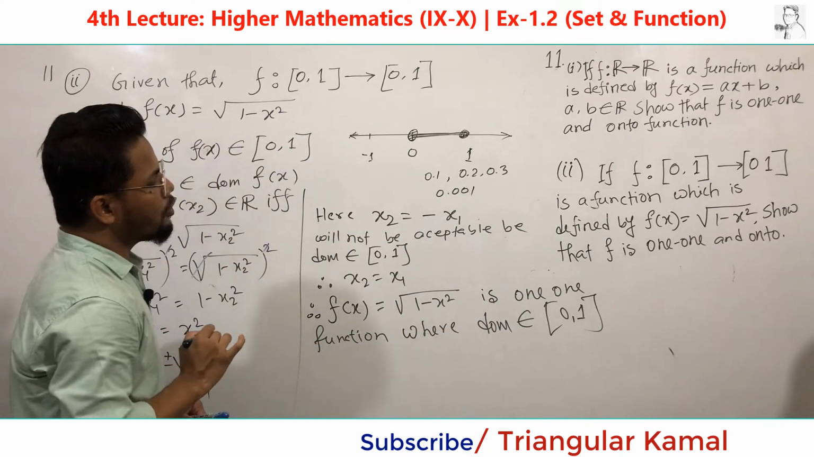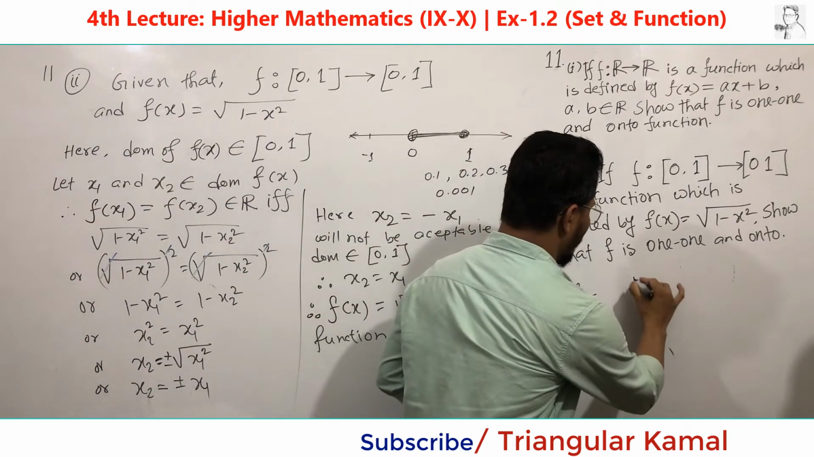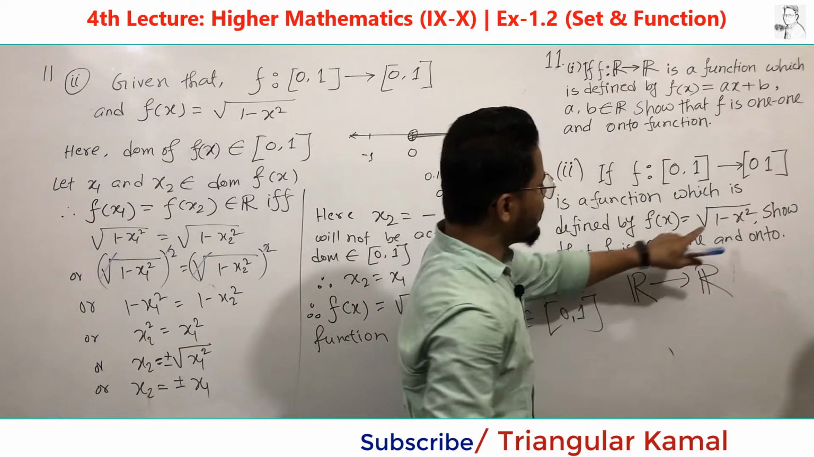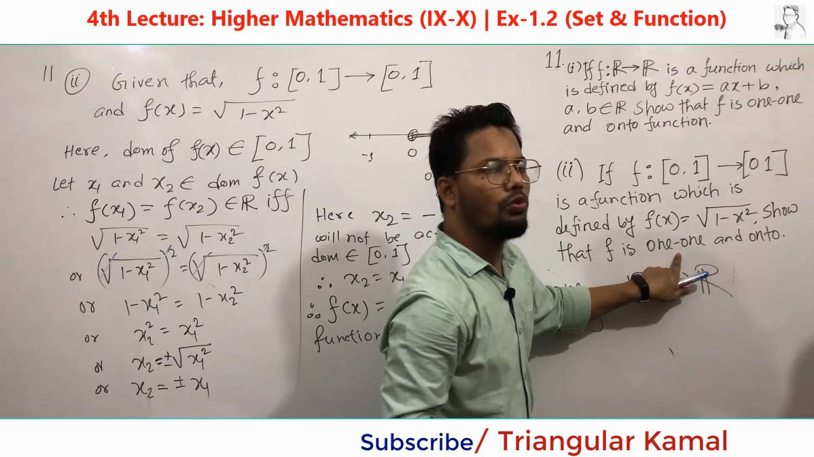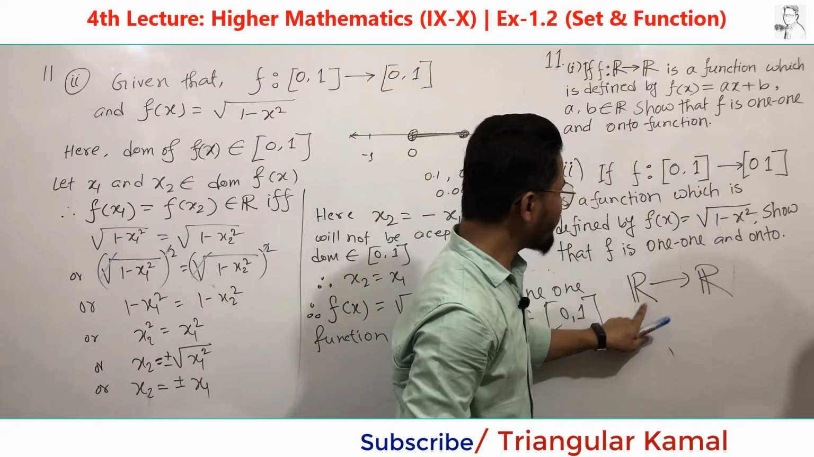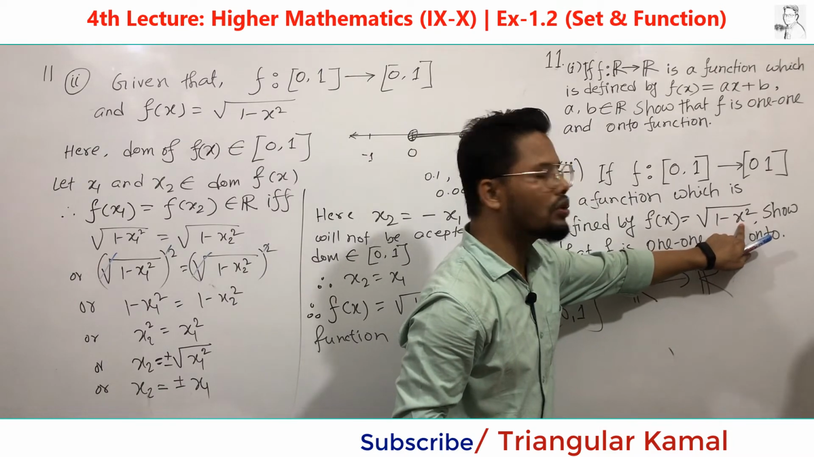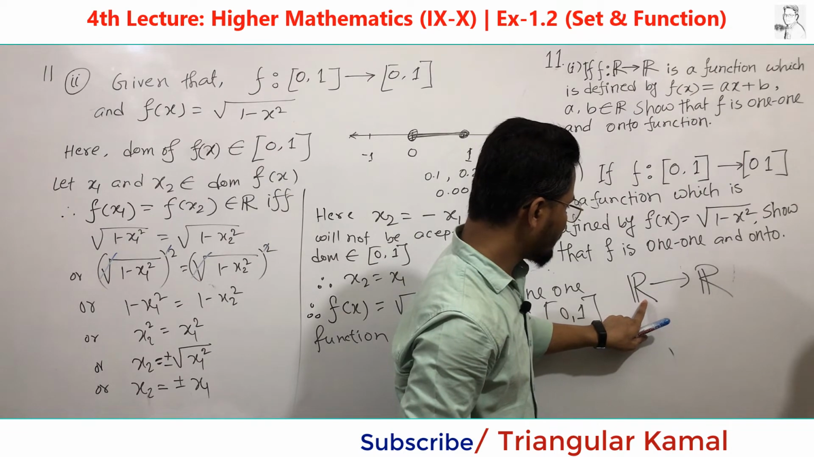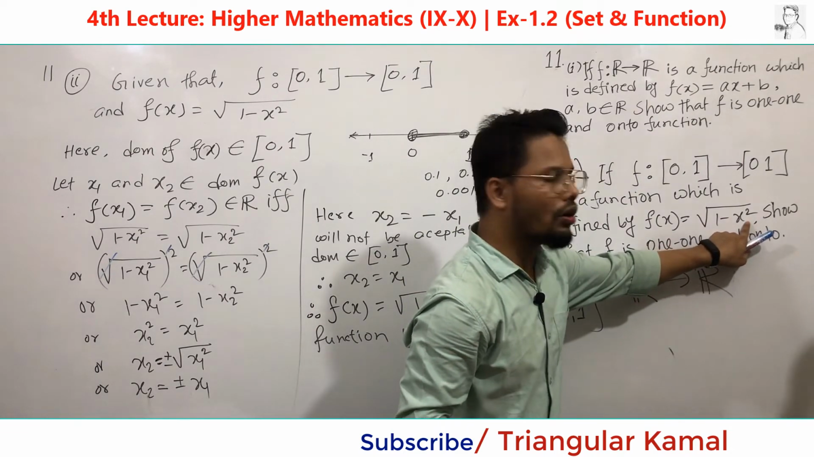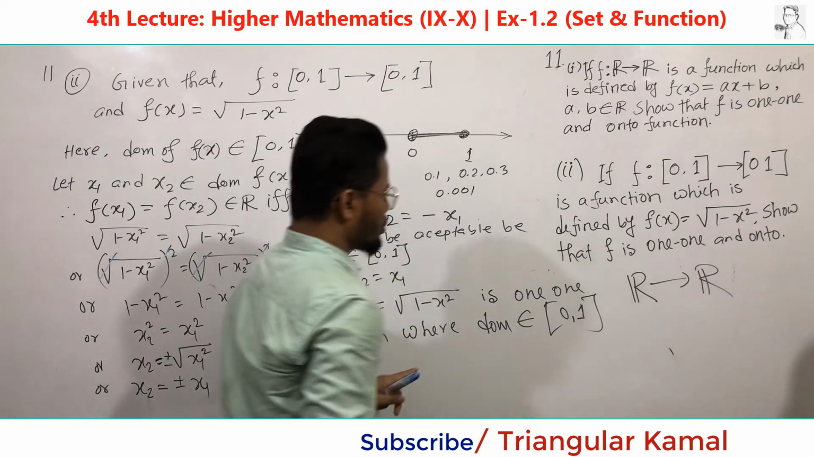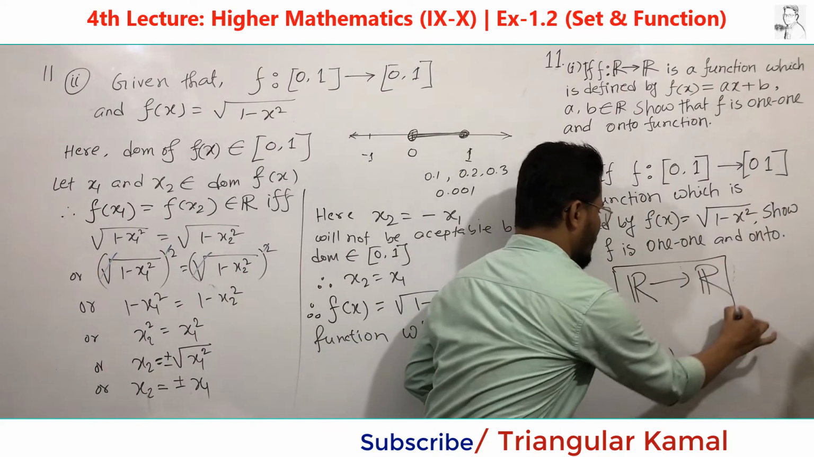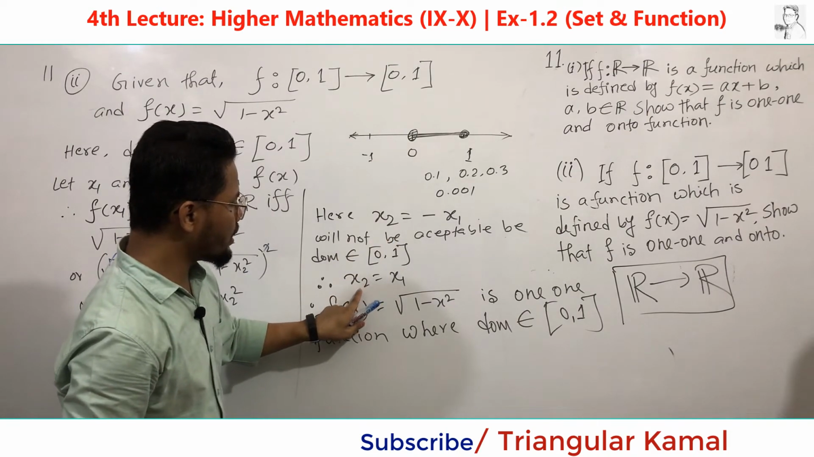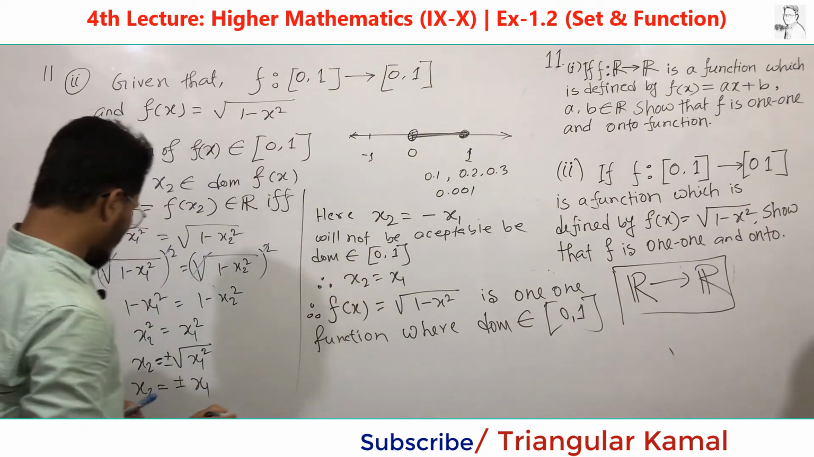But be careful: when the information is given R to R, then this function will not be one-one, because when we apply any negative value, this will give a positive value, and when we apply any positive value, this also gives a positive value. So without this domain restriction, we cannot write x1 equal to x2 only.